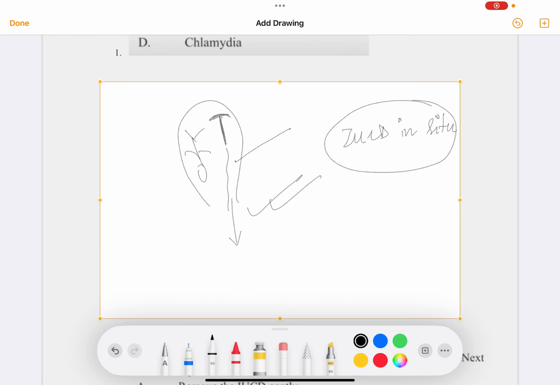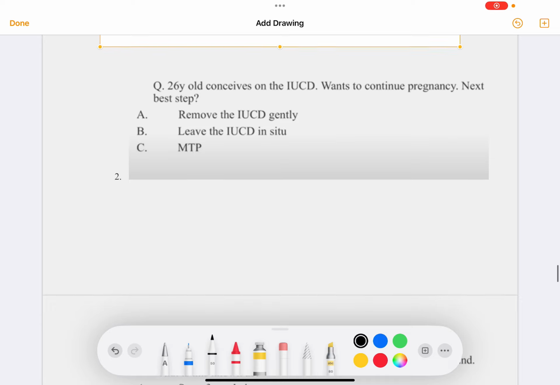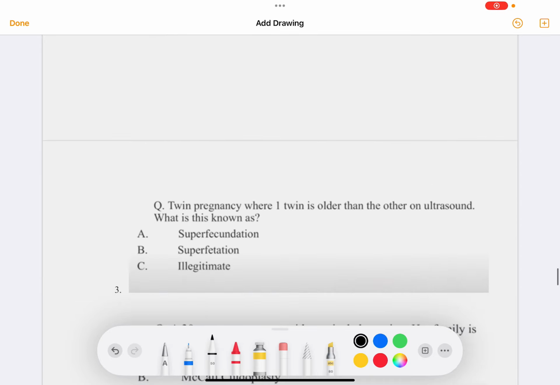But of course, first we give a trial to remove the IUCD, because an IUCD remaining in the cavity will hamper the growth of the fetus, and there might be chances of FGR or fetal injury. Sometimes it may be adhered to the placenta, and there can be a bit of minimal subchorionic hemorrhage also. So always try to remove the IUCD gently. Answer will be A, remove the IUCD gently.